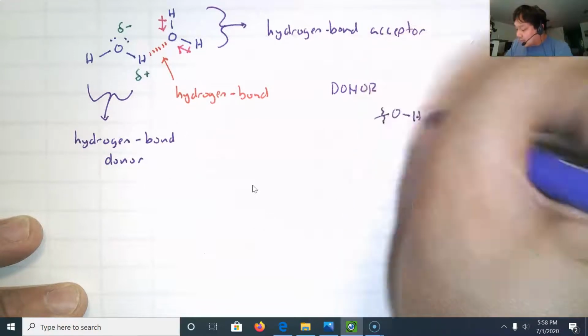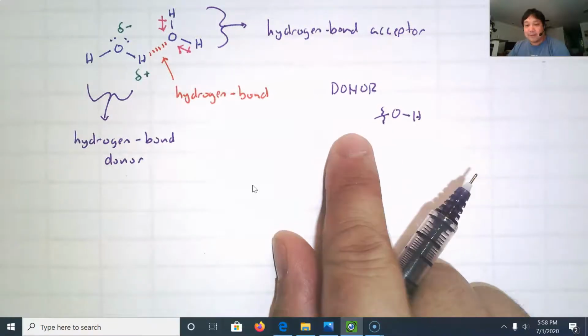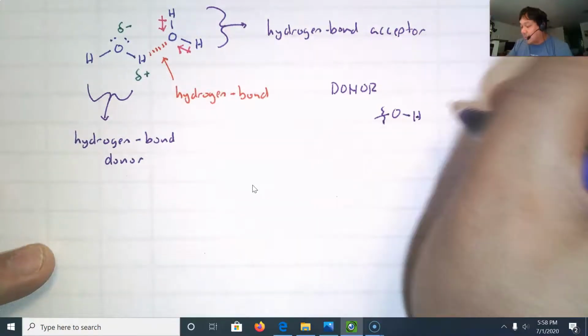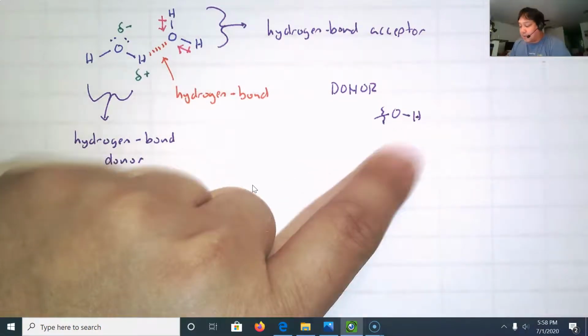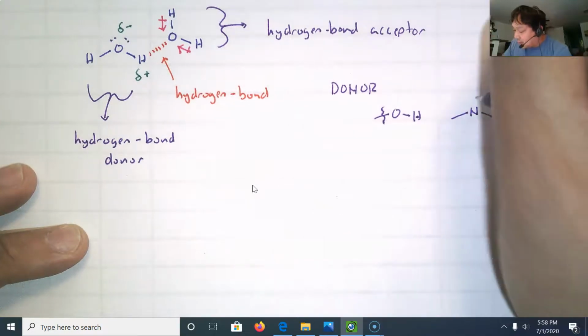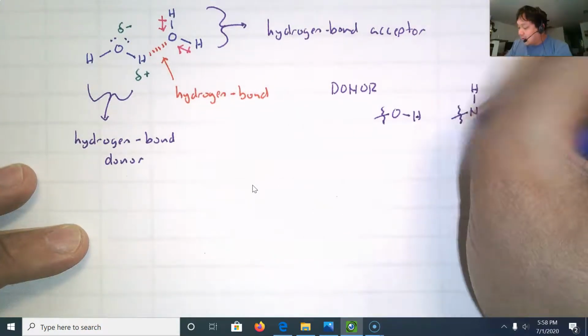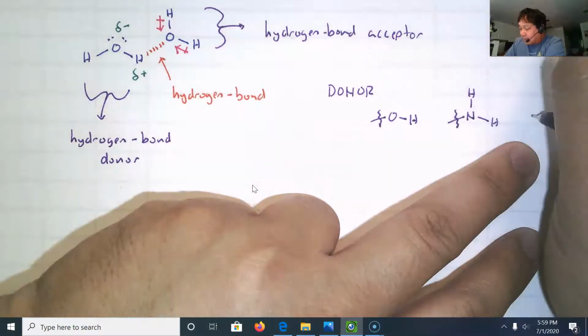Okay, so I could draw it like this. The squiggly line means that we just have the rest of the molecule on the left, but I'm really concerned about the stuff on the right, the OH. That could be a hydrogen bond donor. Nitrogen, or specifically hydrogen off of the nitrogen, can be a hydrogen bond donor. And the last one is fluorine.